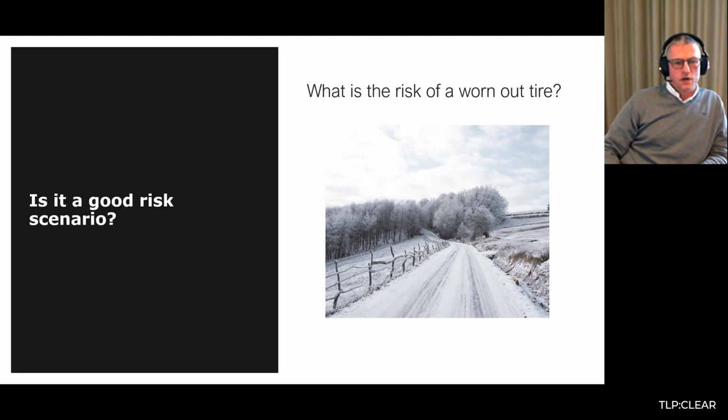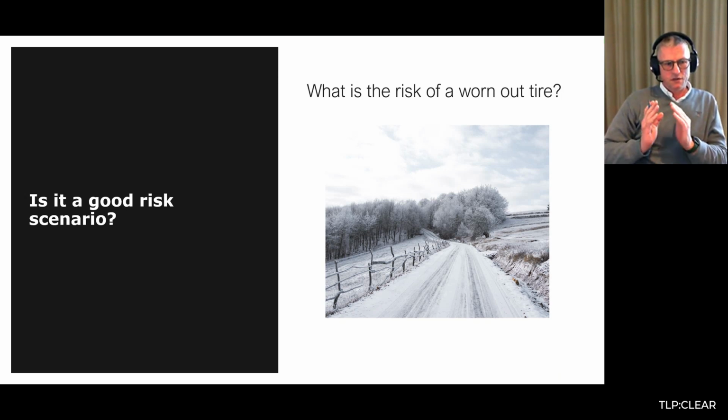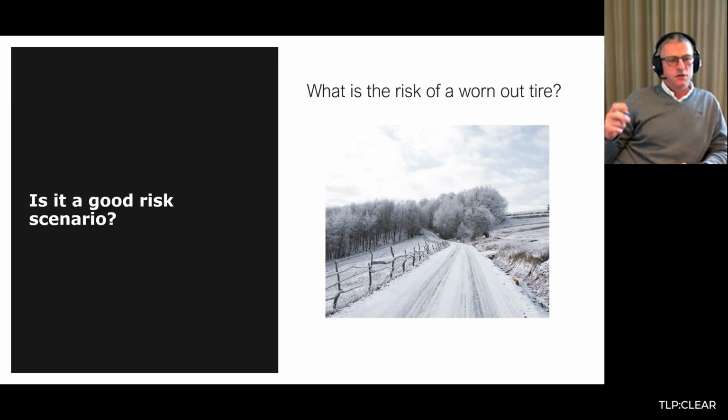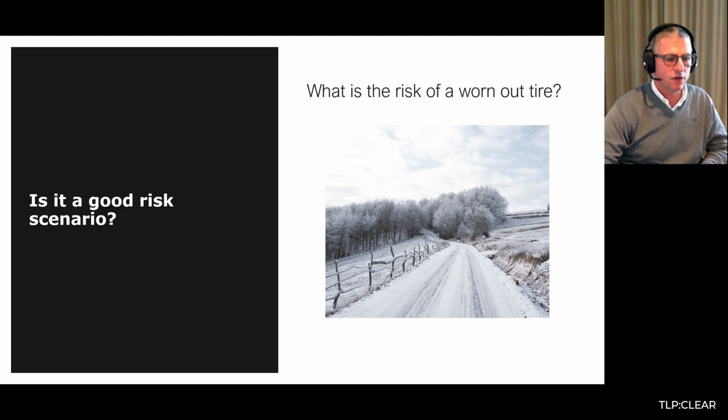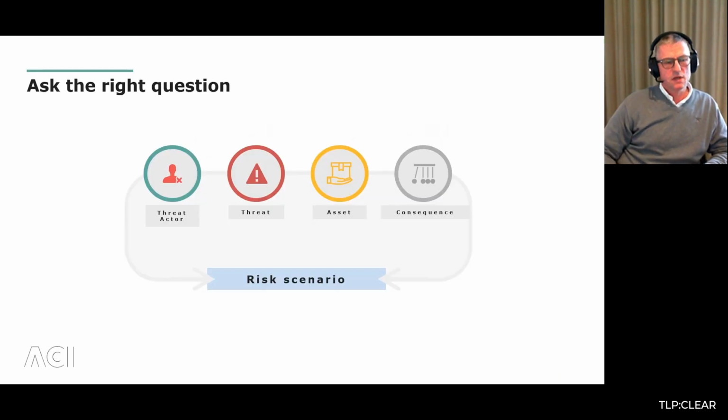So what is the risk of a worn out tire? That is a good example of an ambiguous risk scenario. Because when this scenario is put to the table, we would all say, well, Mr. Tigerson, it depends. And as long as we say, well, it depends, we have some more work to do. So how do we create a good risk scenario?